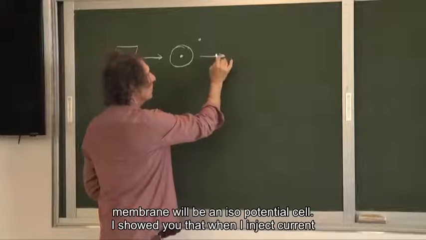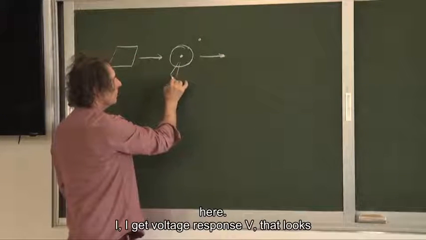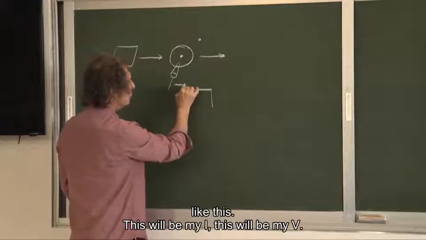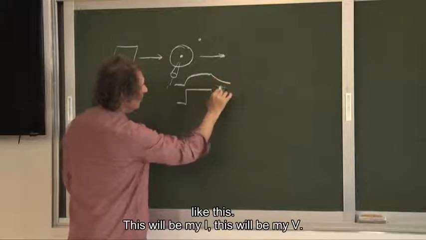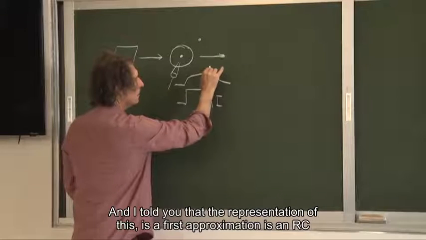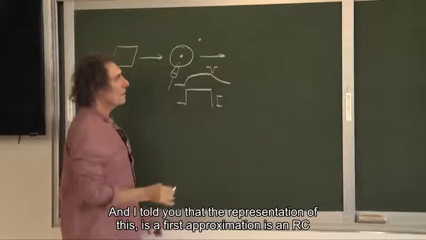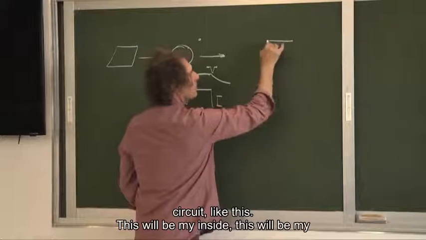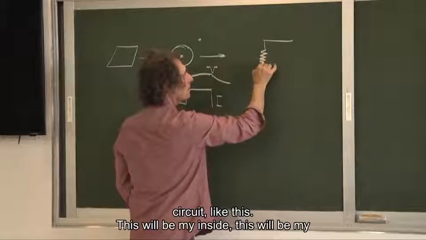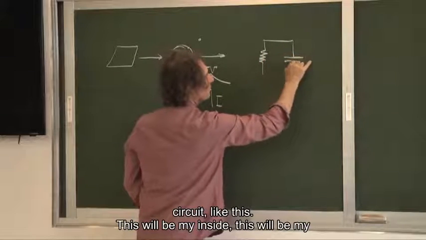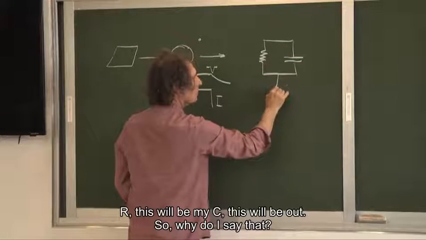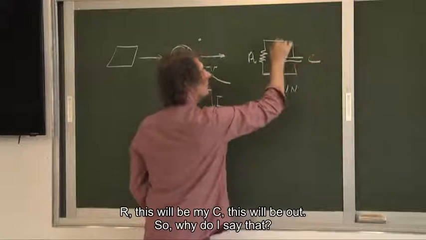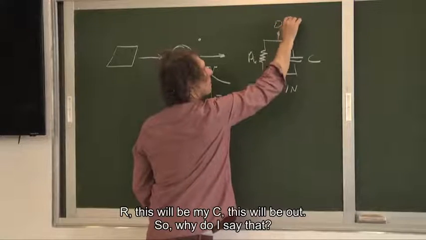I showed you that when I inject current here, I get a voltage response V that looks like this. This will be my I, this will be my V. And I told you that the representation of this, as a first approximation, is an RC circuit like this. This will be my inside, this will be my R, this will be my C, this will be out.